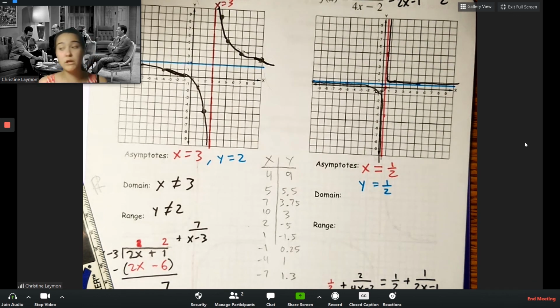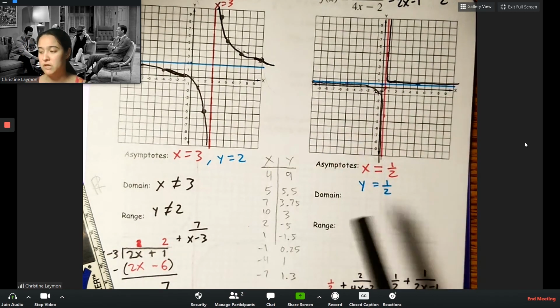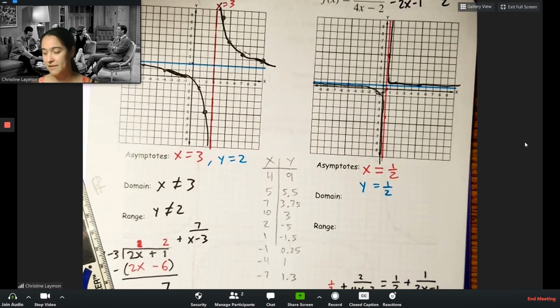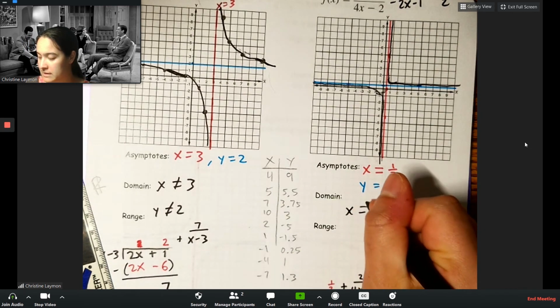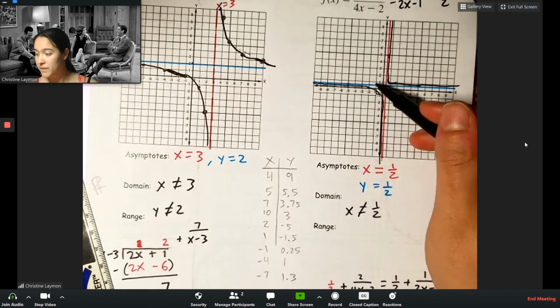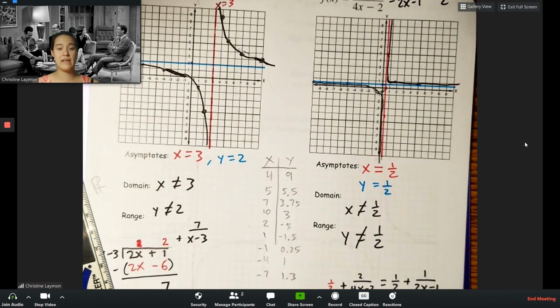So, what do we notice from this in terms of domain and range? Well, again, your x values, this direction, your x values are everything to the left of 1/2 and to the right of 1/2, but not at 1/2. So x is not 1/2. My range, everything below 1/2 and above 1/2. So y is not 1/2.